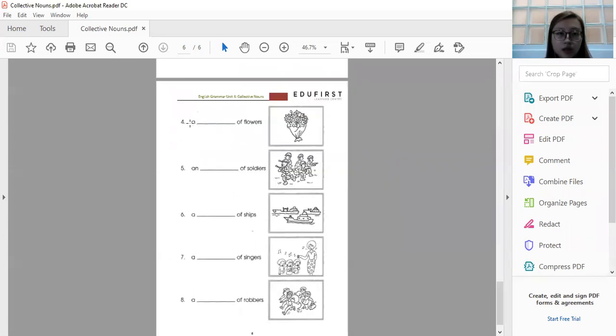Okay, so we have something of flowers, right? So for flowers, we will use a bunch of flowers. Sometimes we use a bouquet of flowers also. Okay, so for this question, we just use bunch since it's in our helping words.